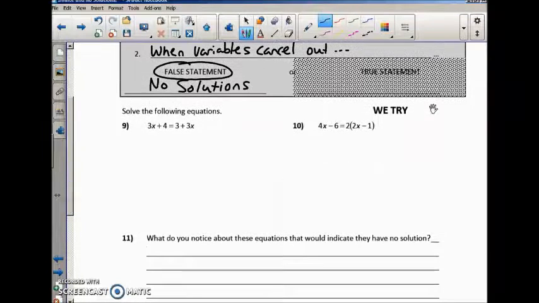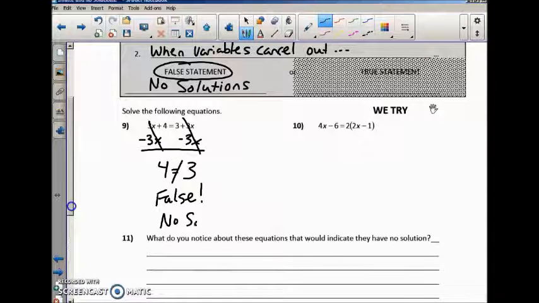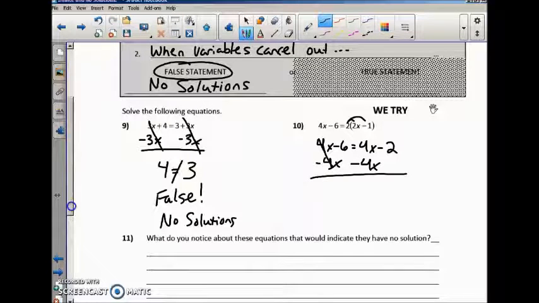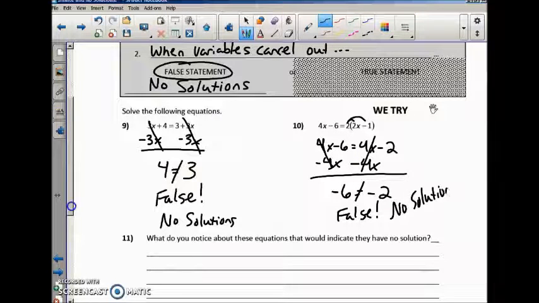And then we get a false statement. False statement means no solution. So watch as this kind of runs through a little bit. You're going to see variables cancel out with false statements, which again we conclude to be no solutions. And again, not equal at the end, the variables are gone, so that is no solutions again.